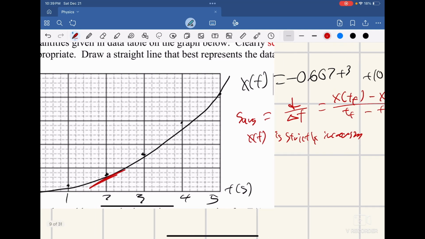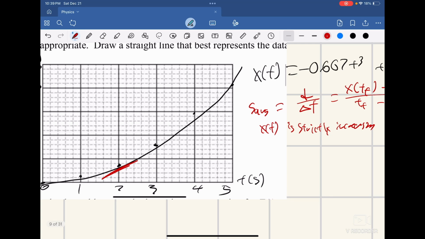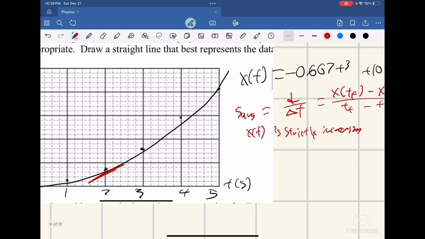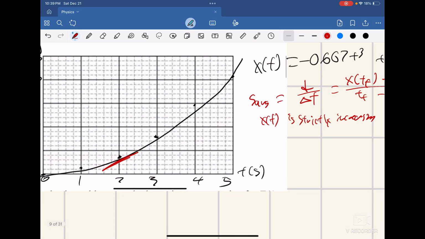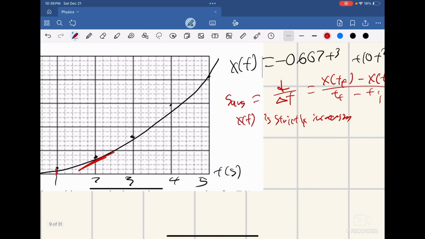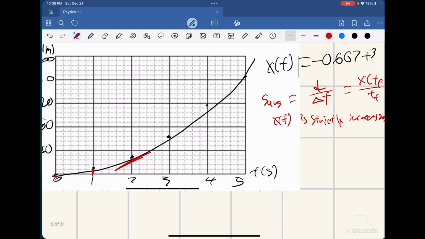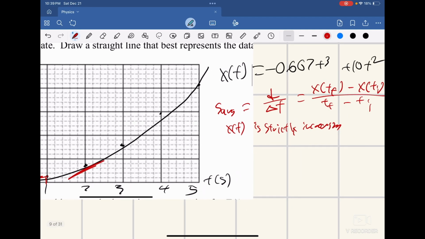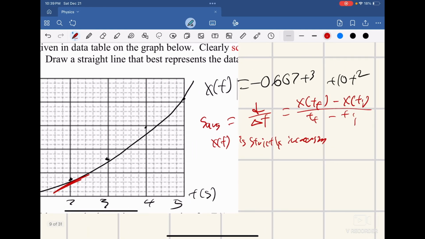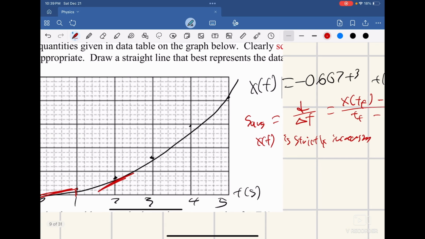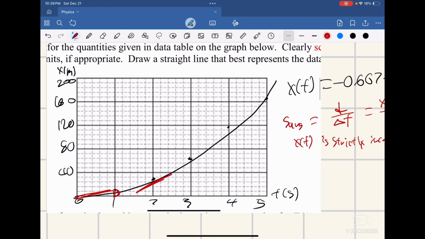So to find the S average between t equals 0 to 1, we find x of t final, since t final is 1, right here, and x of t initial is 0 right here. The slope just gives us the S average, because it's rise over run: the d is right here, and right here is delta t. So we have the S average from 0 to 1, and we can do the same thing for 2, 3, 4, and 5.